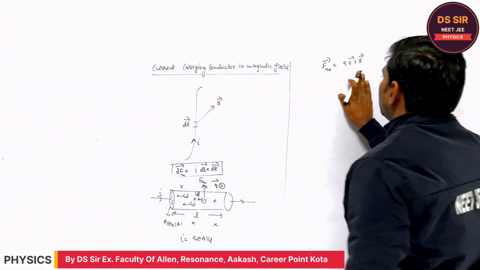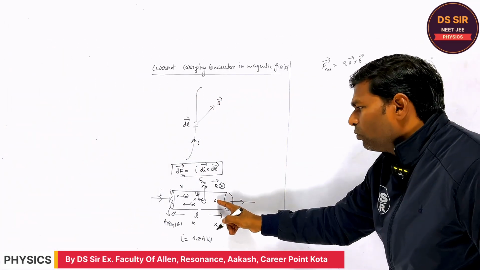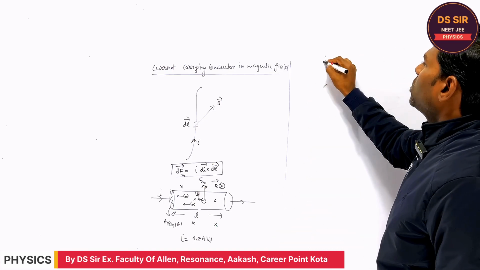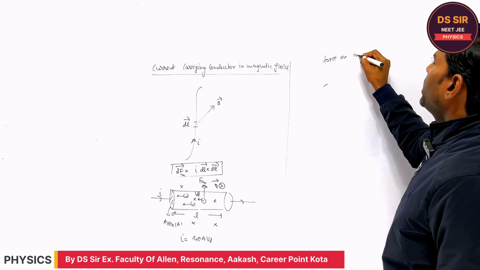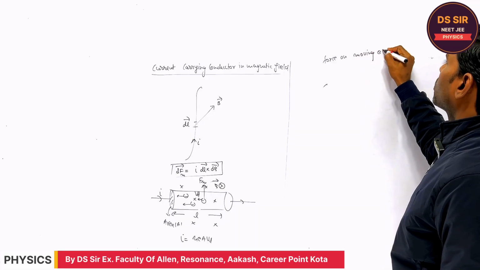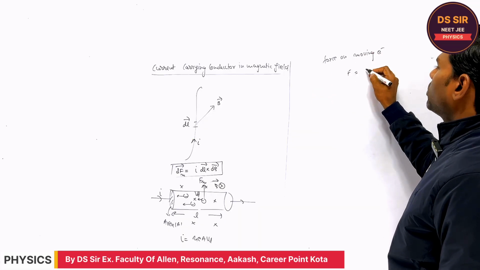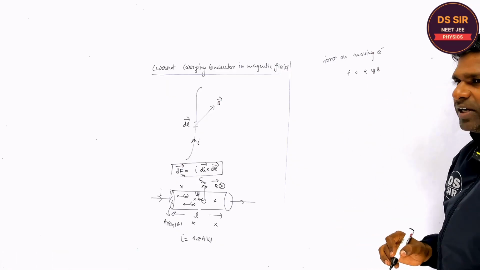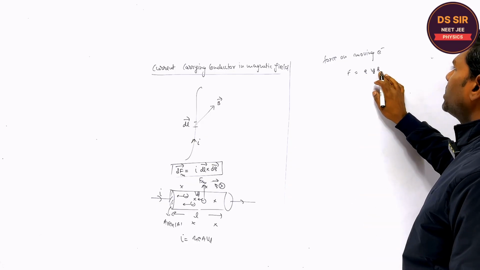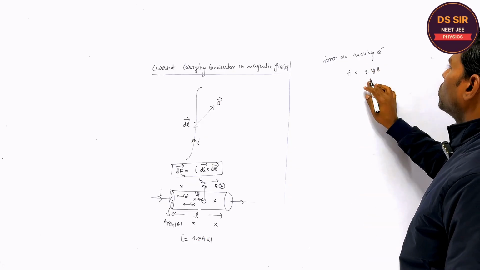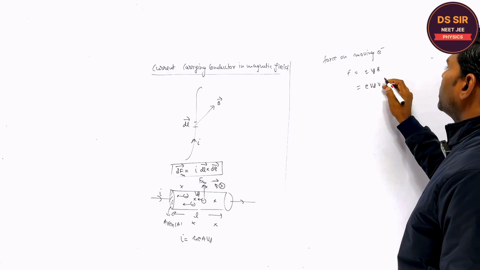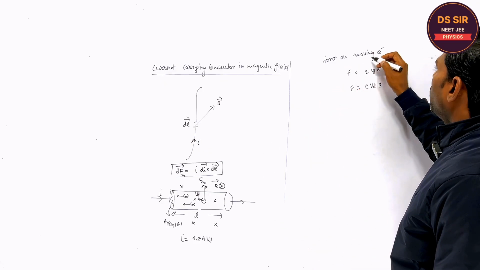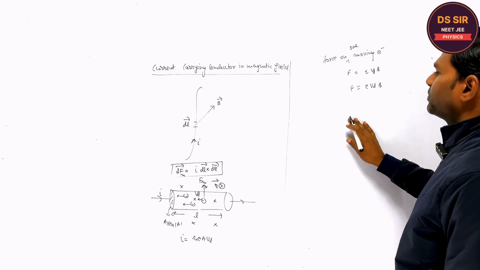Listen one thing. If you want to find the net force, what is the force on a moving electron? It is equal to QVB. V is the drift velocity, B is the magnetic field, and the charge is Q. So eVdB. This is the force on one moving electron.